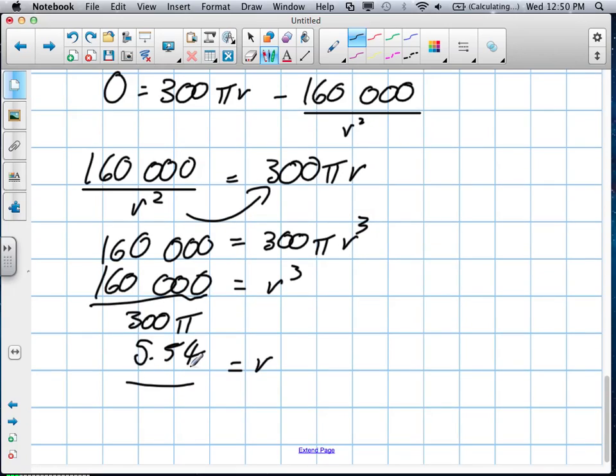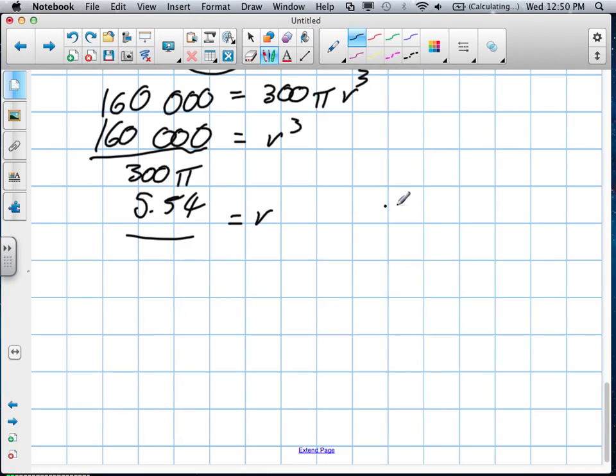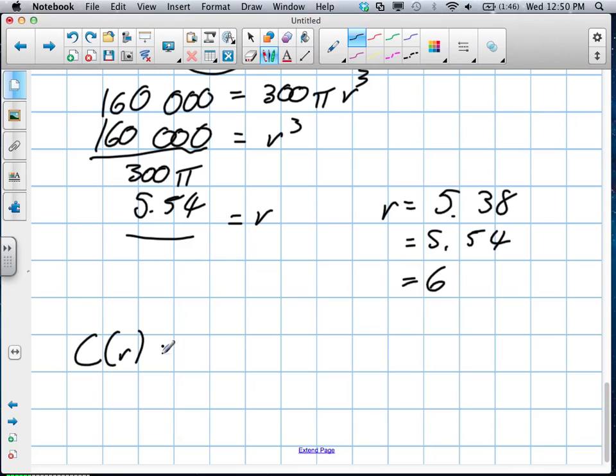Yes. Okay. So remember, we're trying to minimize cost. Oh my God, I'm losing my voice. So we're looking for when r is the lowest possible value, which is 5.38. Good. Also when it's 5.54 and when it's at max width of 6. Our cost function, the original cost function, our C at r, was 150 pi r squared plus 160,000 divided by r.